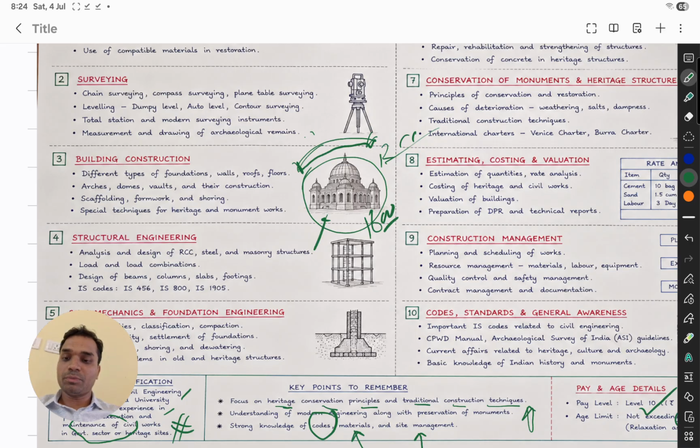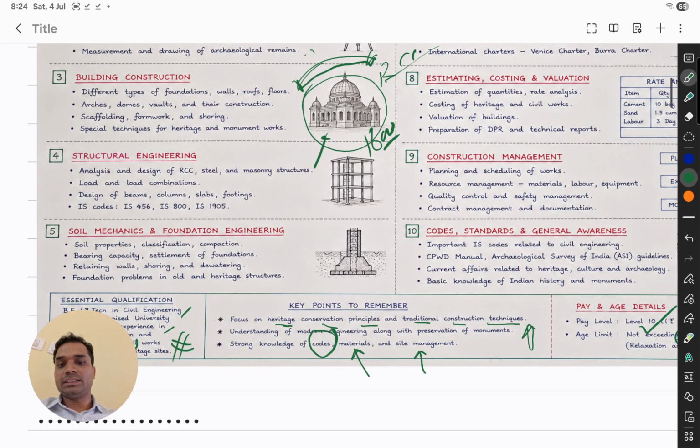So whatever you suggest for rebuilding or maintenance of that structure should be in line with that period. Then structural engineering: if you need to renovate or reinforce the structure, what are your suggestions? The basic codes are there, means IS 456. As you know, this is a basic and fundamental code for a civil engineer.